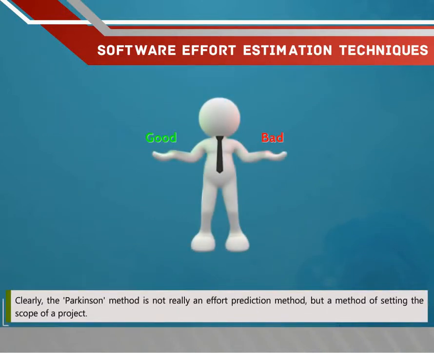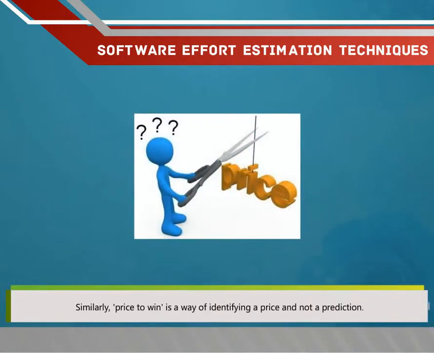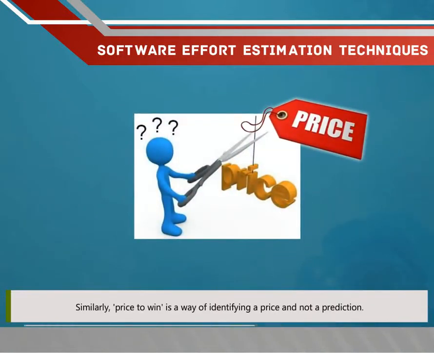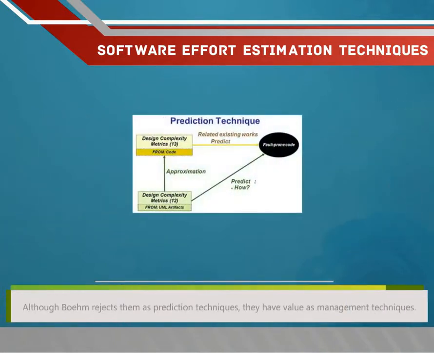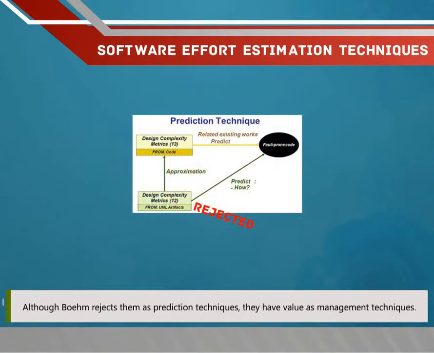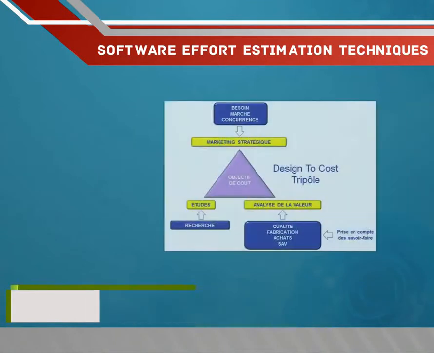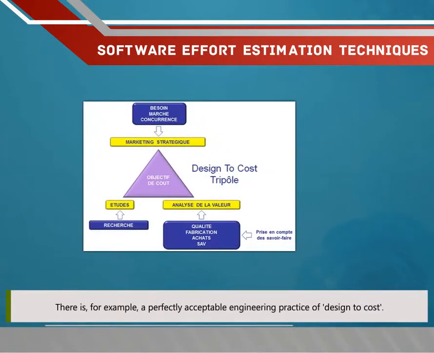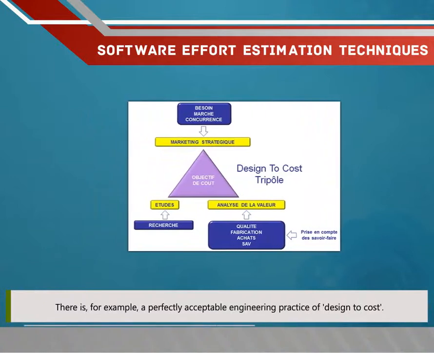Clearly, the Parkinson method is not really an effort prediction method, but a method of setting the scope of a project. Similarly, price to win is a way of identifying a price and not a prediction. Although Boehm rejects them as prediction techniques, they have value as management techniques. There is, for example, a perfectly acceptable engineering practice of design to cost.